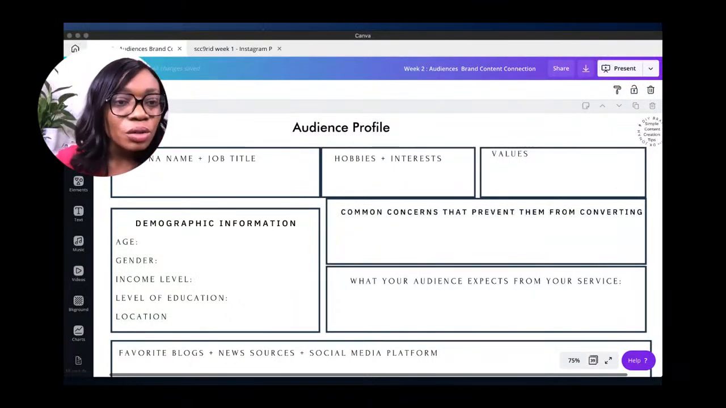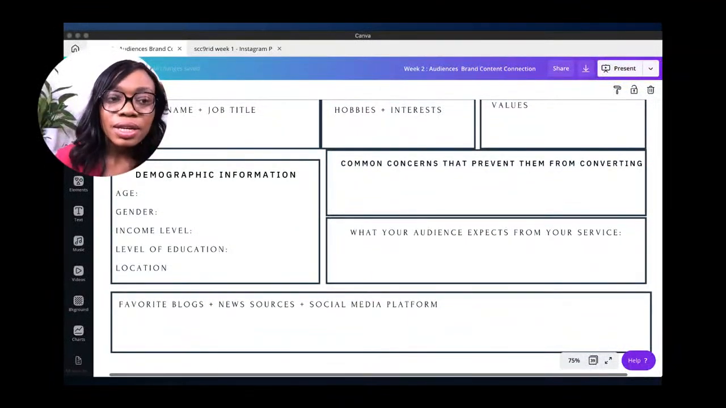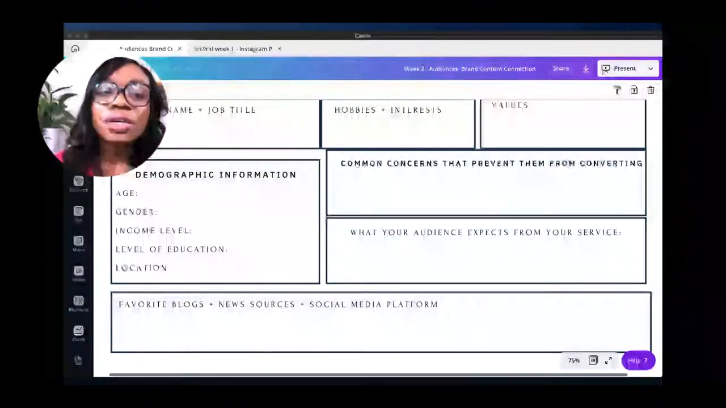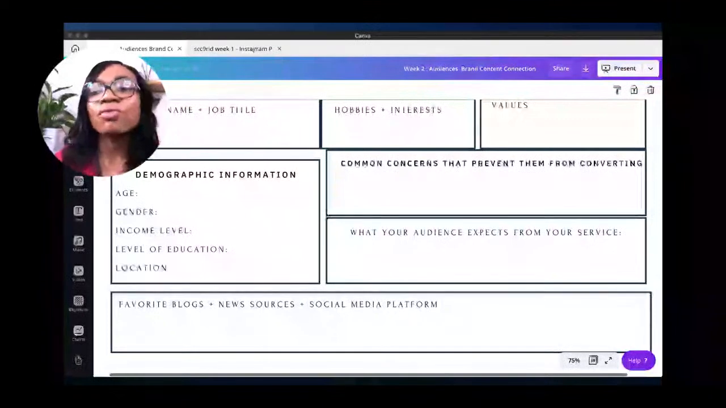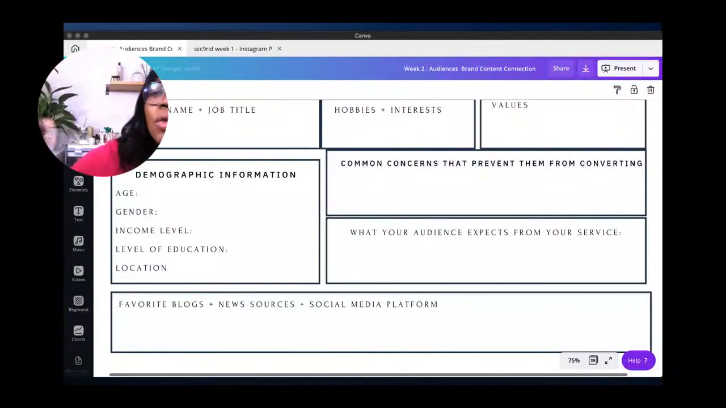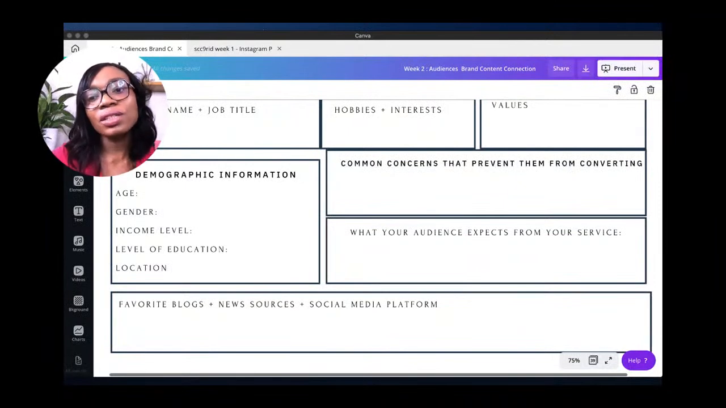Her demographic information, I need to understand her age, gender, because mine is a female, income level, level of education, and location. Common concepts that prevent them from converting. So what will prevent Tracy from coming to me? She may have been hurt by other people that she has paid to help her run her website, and she's not interested in people like that who do what I do.